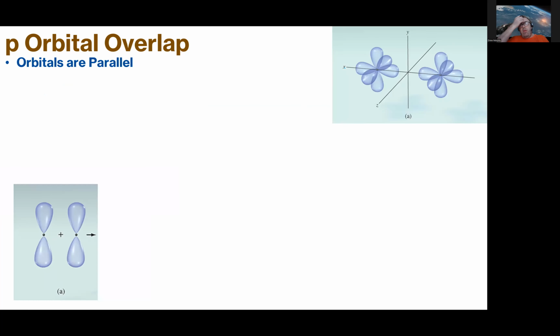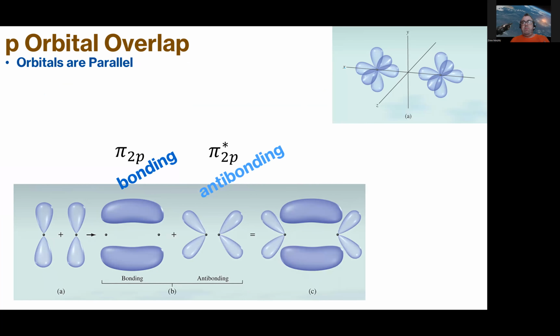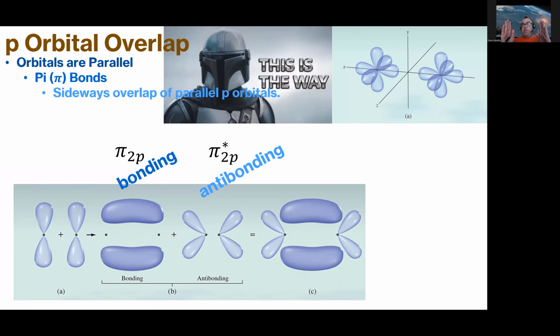All right, so what happens if our orbitals are parallel? Do we remember about parallel p orbitals? I hope so, because the same thing is true in valence bond theory as in molecular orbital theory. If we have parallel p orbitals, they'll overlap sideways, we're going to get pi bonds, and we're going to get a pi bonding and a pi anti-bonding molecular orbital.